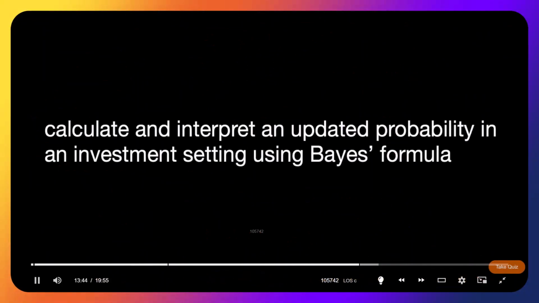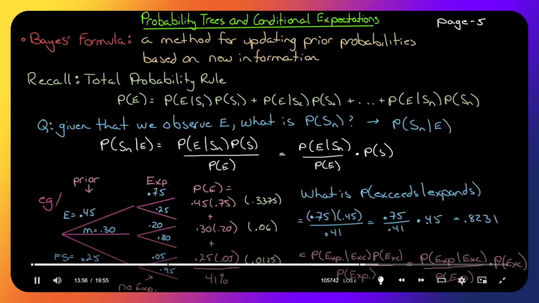Next, learning objective, calculate and interpret. Pay attention, you have a calculate there. Calculate and interpret an updated probability in an investment setting using Bayes' formula. Right, our next LOS, calculate and interpret an updated probability using Bayes' formula. And I'm going to show you using a tree how super easy this is.